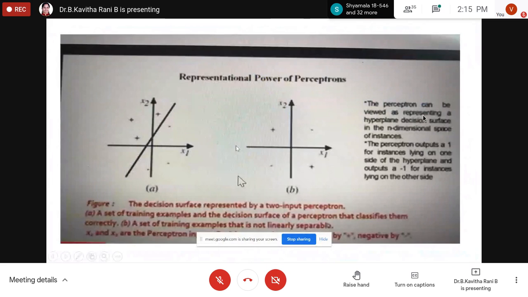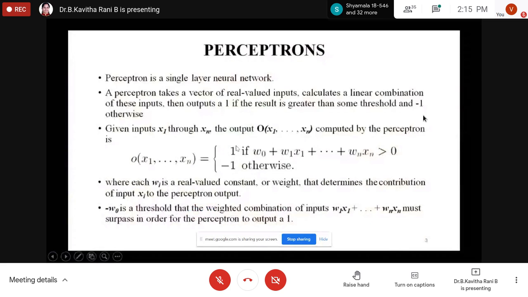So what is perceptron? It is a single layer neural network. A perceptron takes a vector of real valued inputs, calculates a linear combination of these inputs, then outputs a 1 if the result is greater than some threshold and -1 otherwise.